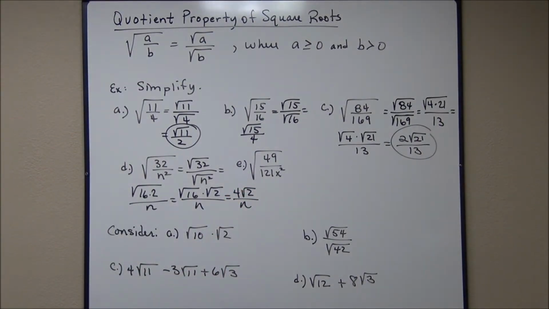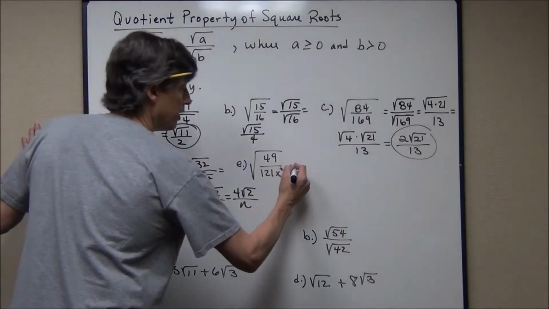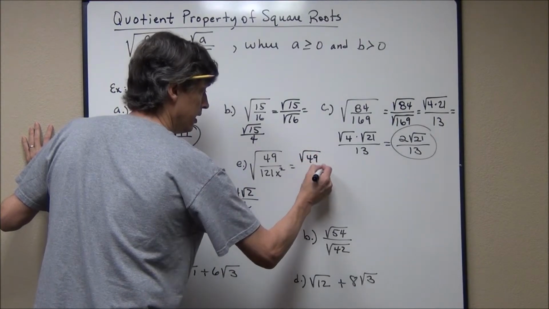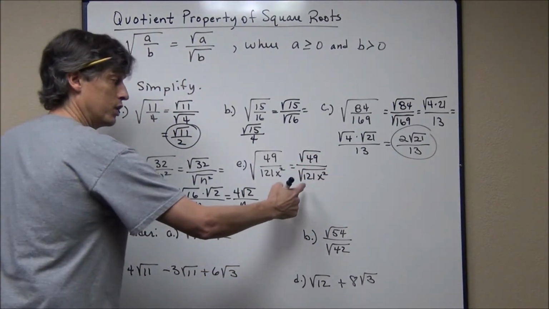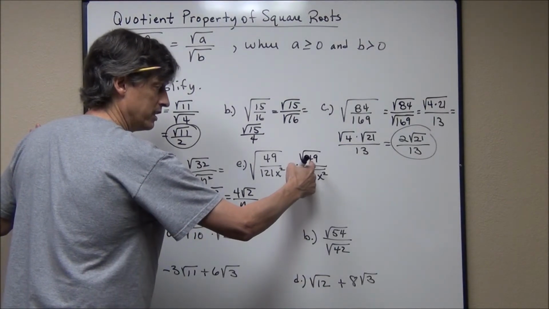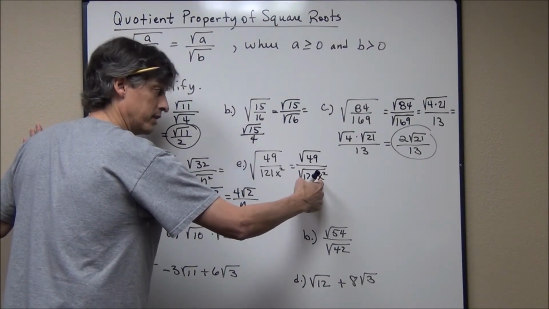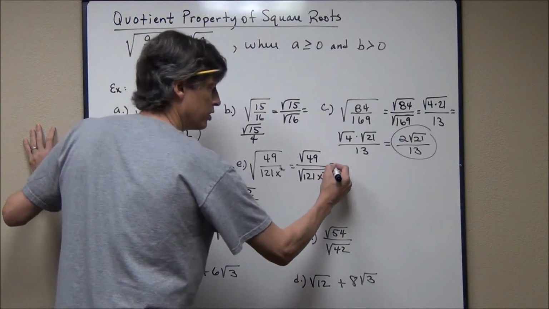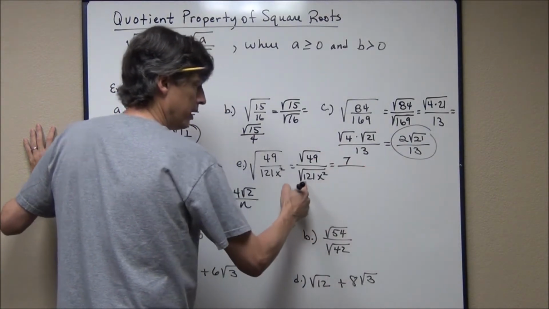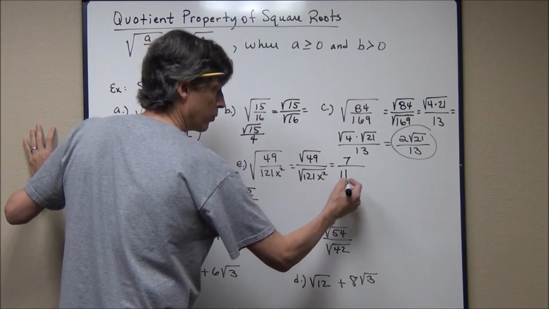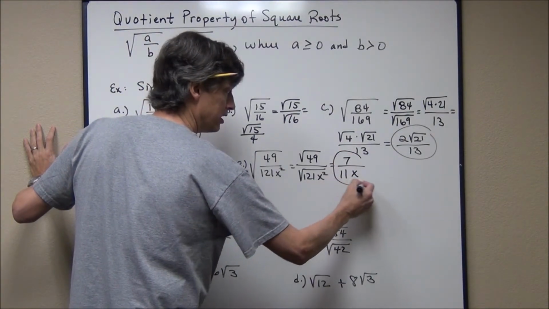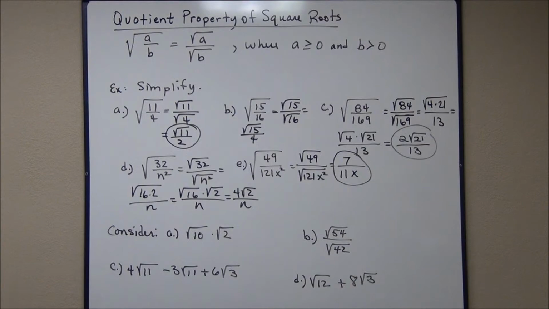My last example here is the square root of 49 over 121x squared. This is the square root of 49, and this is the square root of 121x squared. Well, 121 is a perfect square, 49 is a perfect square, and x squared is a perfect square. It's x times x. So the numerator just becomes 7. The denominator, the square root of 121, is 11, and the square root of x squared is x, and that is considered simplest form. And that will get you through most of the problems in the assignment.